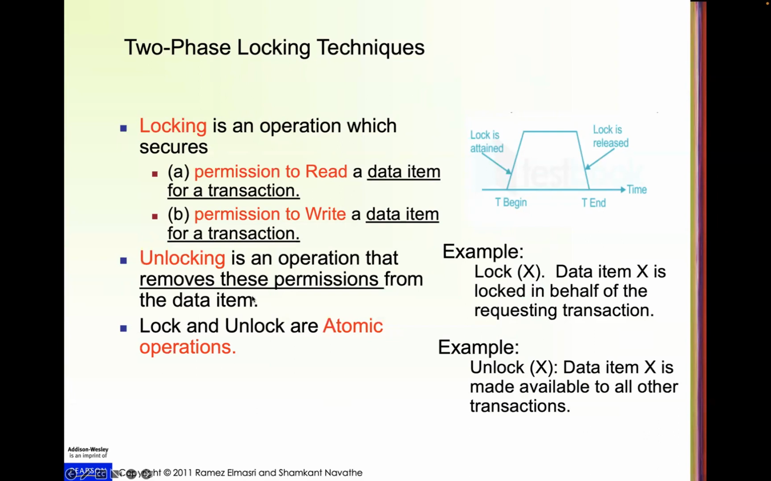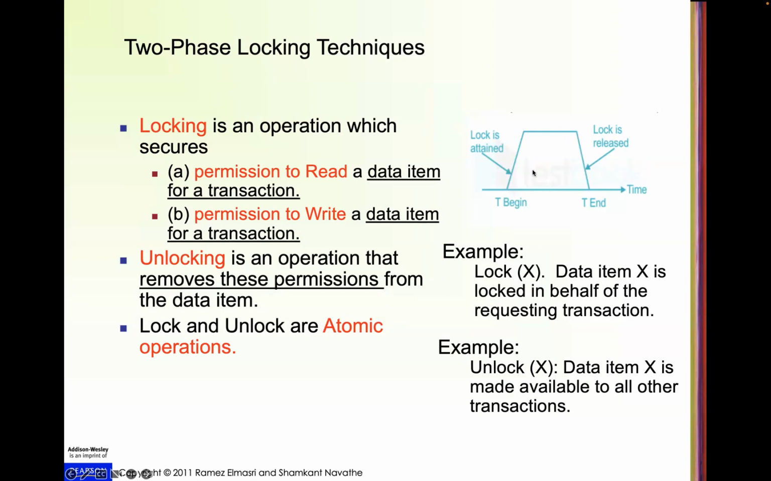Now, here in this diagram, we see that when a transaction begins, the lock is attained for this transaction. For example, you have a data item X here and the transaction is beginning, so the lock is acquired on this data item. And then after the transaction is finished, it means that T1 has completed working with the data item X. So now T1 can release the lock so that this data item X can be made available to other transactions.